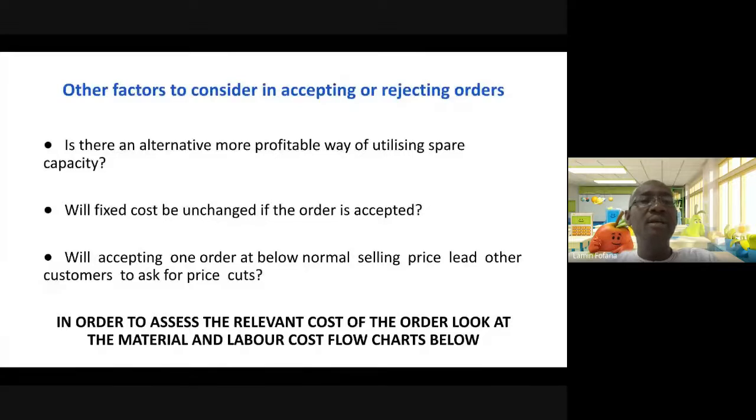Okay, is that clear? So next you look at, will fixed cost be unchanged if the order is accepted? You know, fixed cost, like I said, sometimes can be stepped. It can kind of vary in some situations. Okay, the last point: will accepting one order at below normal selling price lead other customers to ask for price cuts? So you have to be careful.